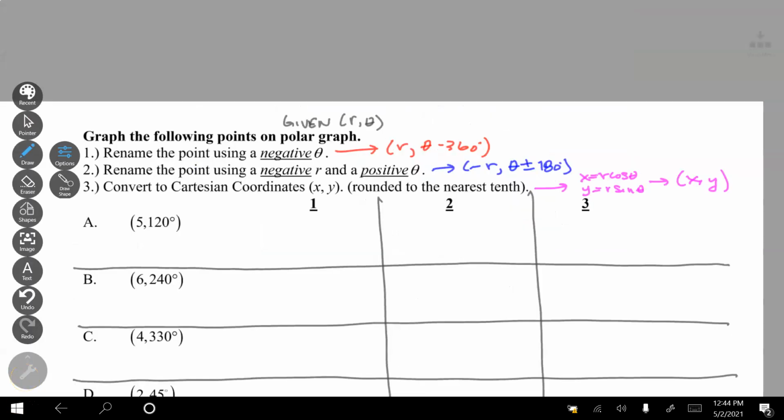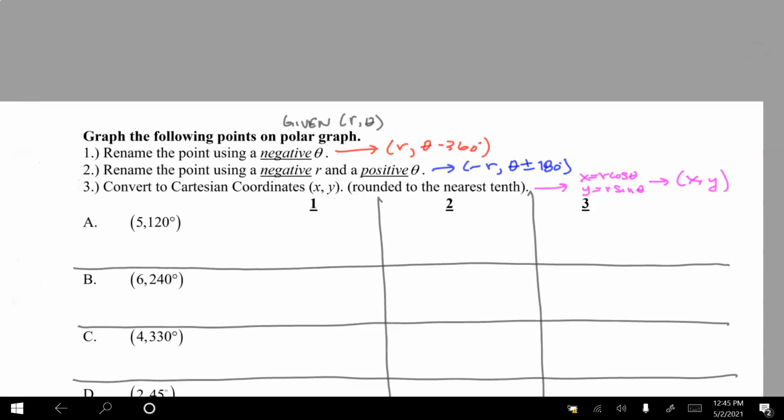Okay, I'm going to give you an r and a theta, and first we're going to convert it to a negative theta by subtracting 360 from theta. And then we're going to do a negative r by making it negative and doing theta plus or minus 180. And then we're going to convert it to x's and y's by using x equals r cosine theta and y equals r sine theta, and we're going to round to one decimal place.